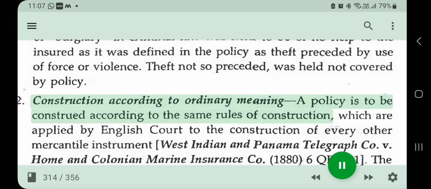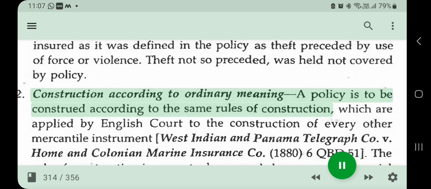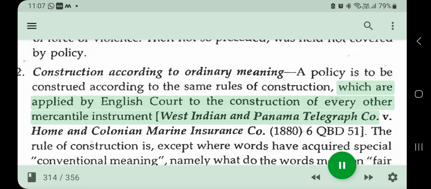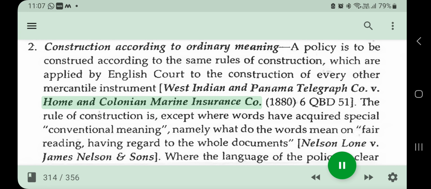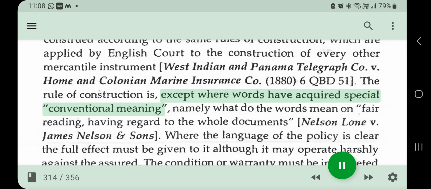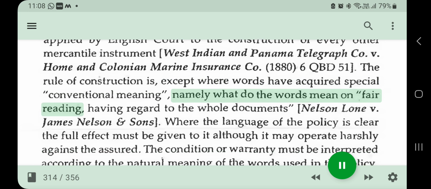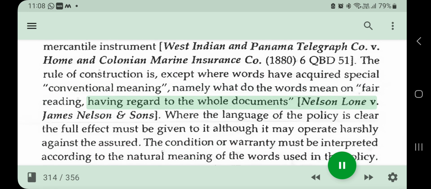2. Construction according to ordinary meaning. A policy is to be construed according to the same rules of construction which are applied by English courts to the construction of every other mercantile instrument, West Indian and Panama Telegraph Company v. Home & Colonial Marine Insurance Company, 1880, 6 QBD 51.